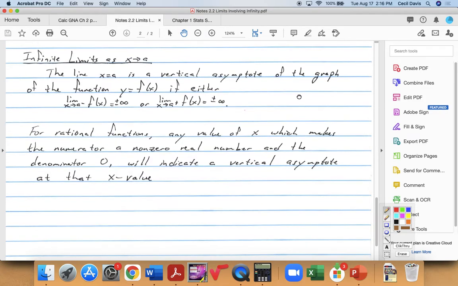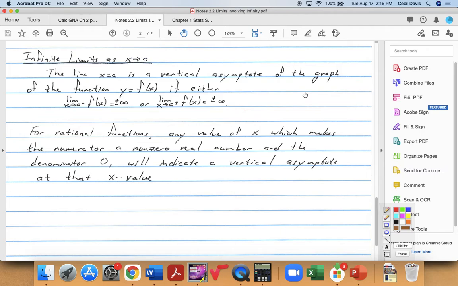All right. So infinite limits as x approaches a. The line x equals a is a vertical asymptote of the graph of the function y equals f of x if either one of these two things is true. If the limit as x approaches a from the left of f of x is either equal to positive infinity or negative infinity, or the limit as x approaches a from the right of f of x is equal to plus or minus infinity, we say that we have a vertical asymptote for the graph.